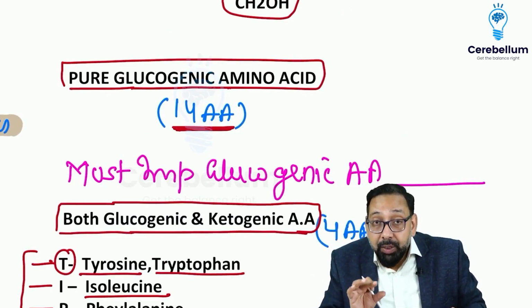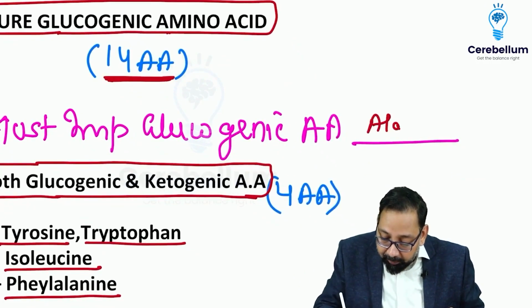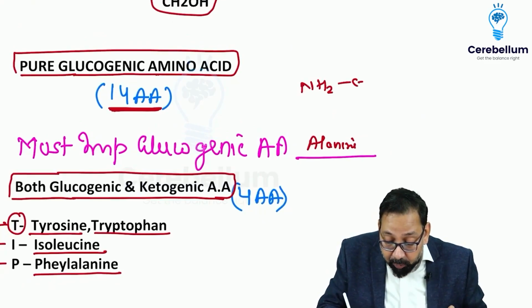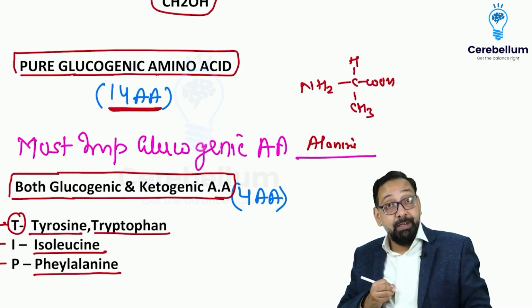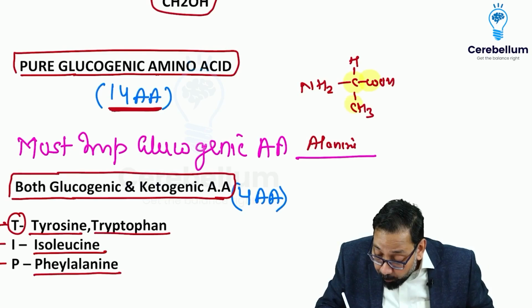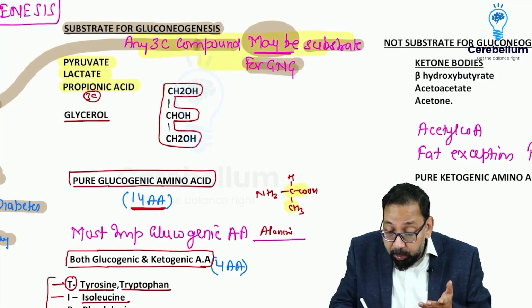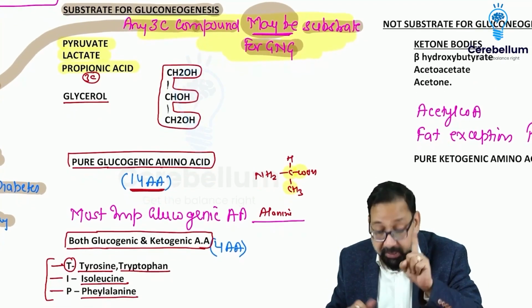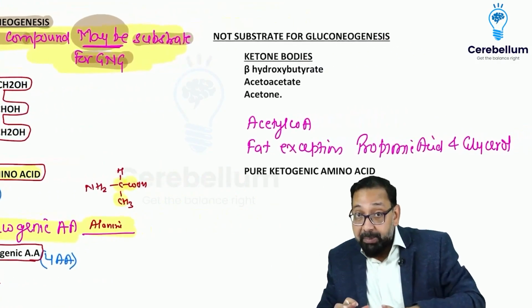Out of these 14 amino acids which are pure glucogenic, we found that alanine is the most important glucogenic amino acid. You know, this is the common structure of each and every amino acid. This is alanine. Even if you don't remember the structure, it's okay, but have an idea. Alanine has how many carbons? 3 carbons, and I told you the mnemonic, any 3 carbon compound may be a good substrate for gluconeogenesis. So the most important glucogenic amino acid is alanine. So 18 amino acids may be substrates.